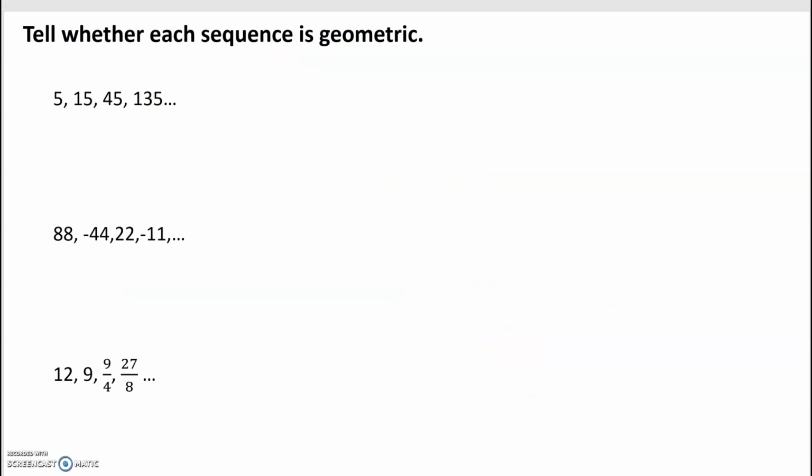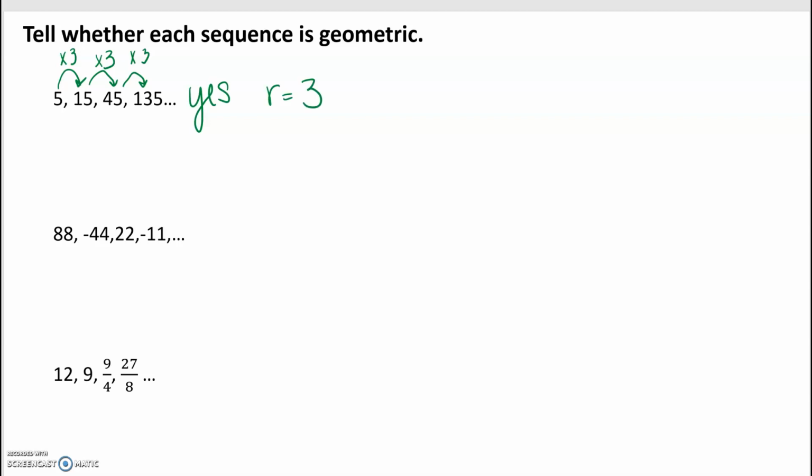Okay, so we're going to tell whether each sequence is geometric or not. So we're looking for something that is being multiplied over and over again, or something that is being divided over and over again, and we'll find out what that common ratio is. So for our first example here, to get from 5 to 15, that's multiplying by 3, and then 15 to 45, that's multiplying by 3, and then 45 to 135, that's again multiplying by 3. So yes, this is geometric, and our common ratio would be 3. We're multiplying by 3.